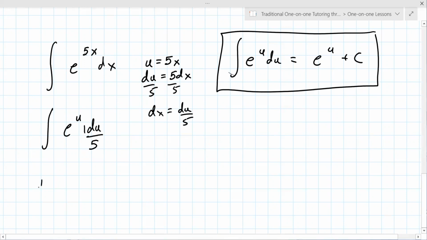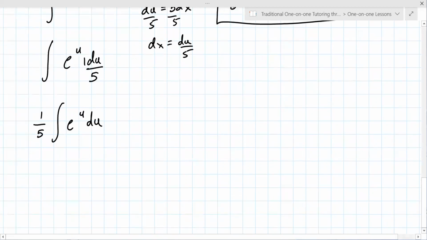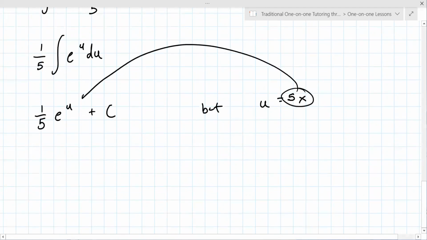This is really 1/5, so you write 1/5 integral e to the u du. And what is the integral of e to the u du? Well, it's up here on the right. You already know that one. So it's 1/5 e to the u plus c, but u is equal to 5x. So you have to take that 5x and put it back in there. 1/5 e to the 5x plus c. That's it.